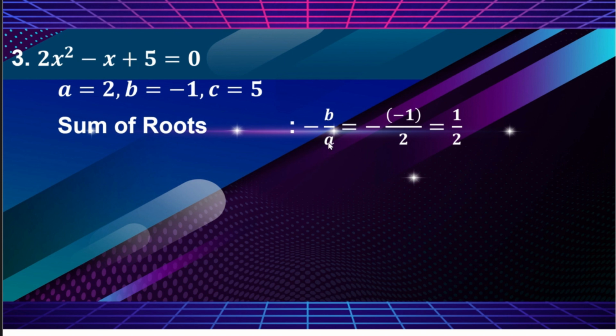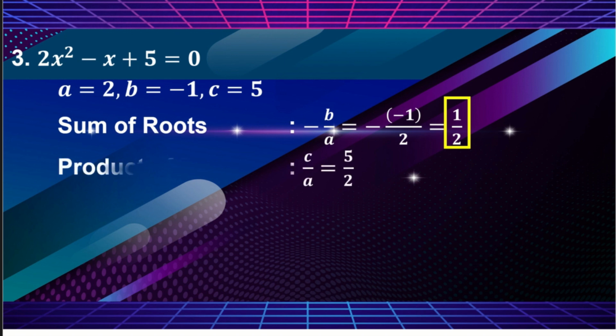Then let us substitute. Copy negative. Automatic na si negative sa formula. Then the value of b is negative 1, another negative. Then the value of a is 2. Then simplify. Negative multiplied by negative is positive. 1/2 is already in simplified form, so the sum of roots is 1/2.